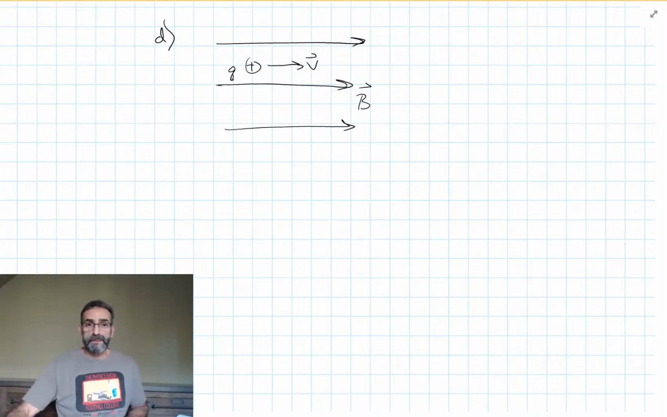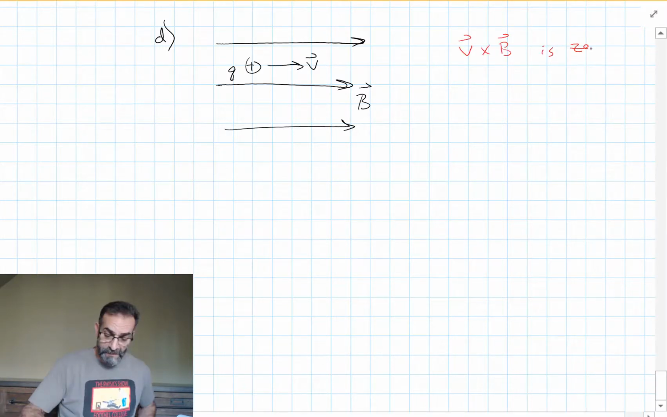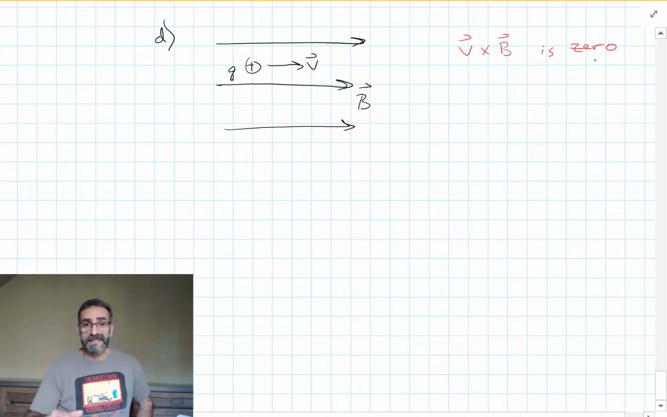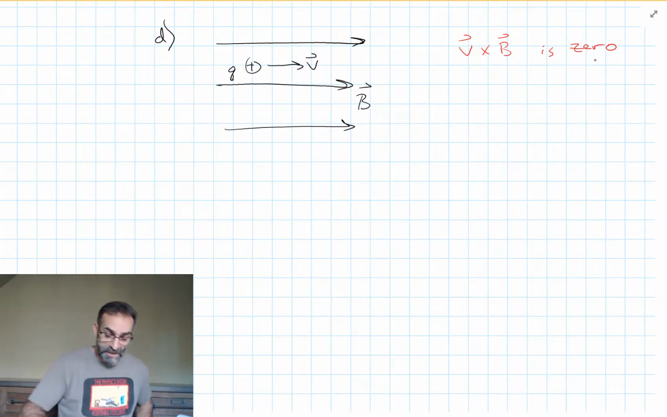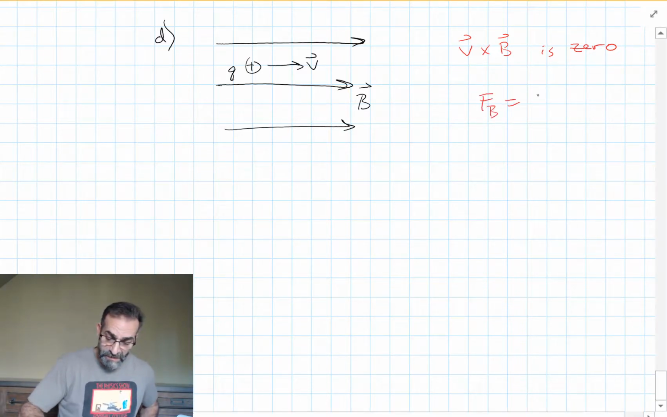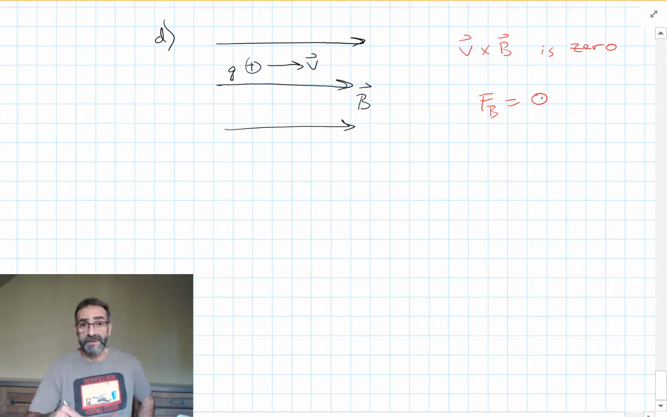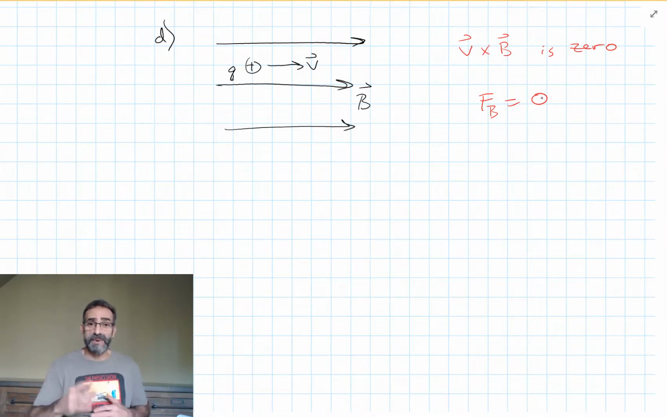Here our particle is moving in the same direction our magnetic field points. What's the magnetic force acting on this charge? The cross product gives us 0 because these two vectors point in the same direction. We're going to get a sine of 0 degrees. So this force is equal to 0. No force on this particle moving in the same direction as the magnetic field line. It has to have a component of its velocity perpendicular to those magnetic field lines to feel a magnetic force.